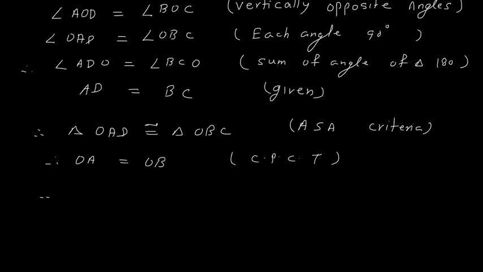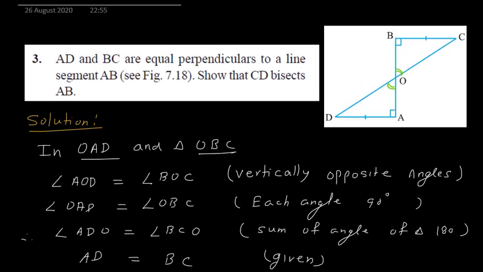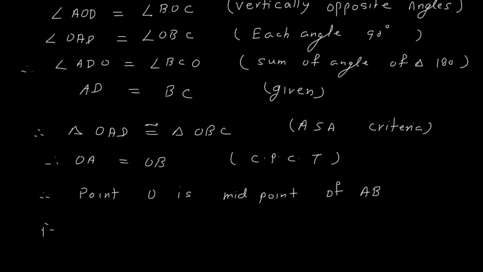Therefore point O is the midpoint of AB. Therefore I will say that CD bisects AB. Done?